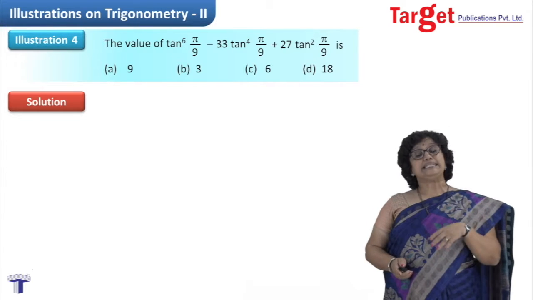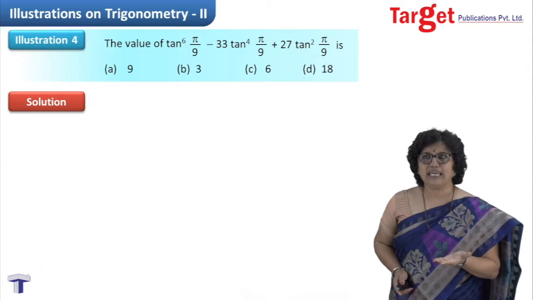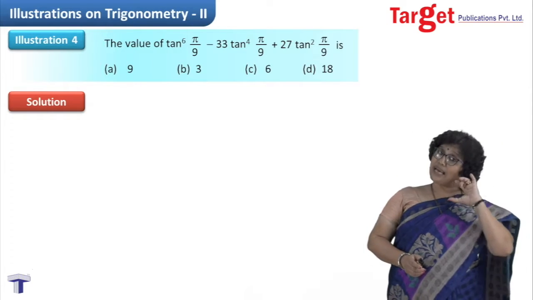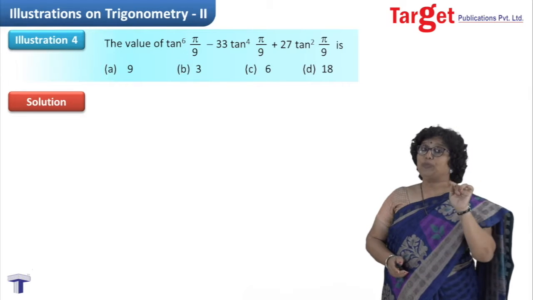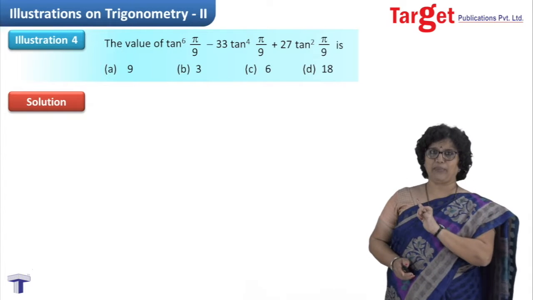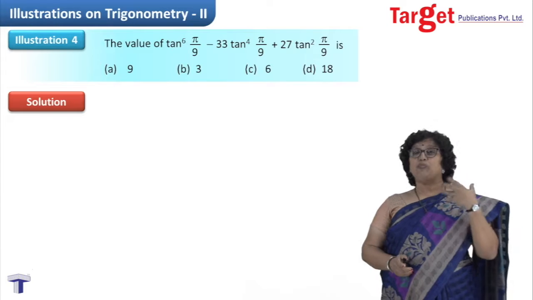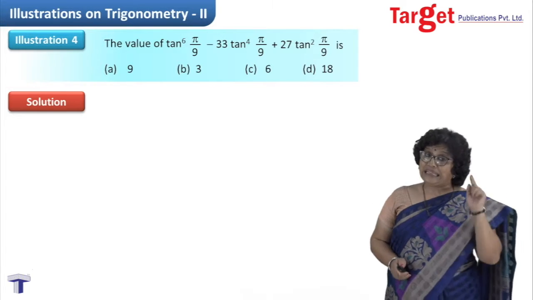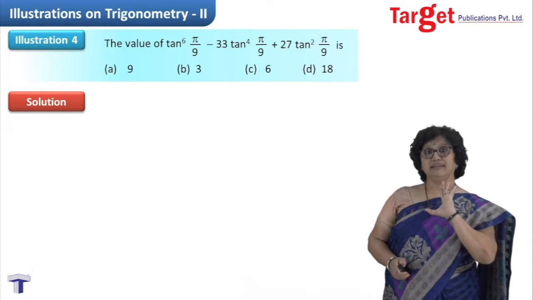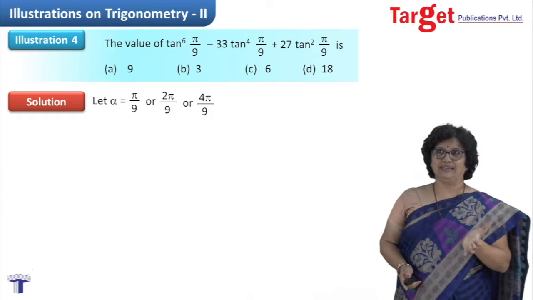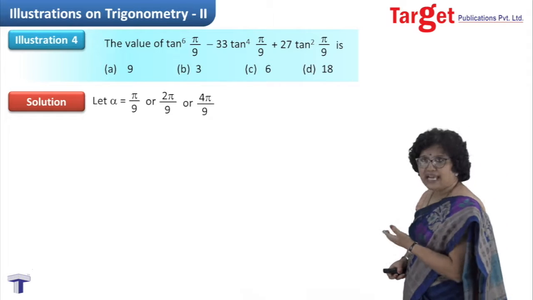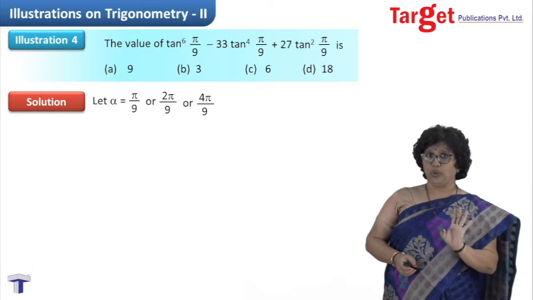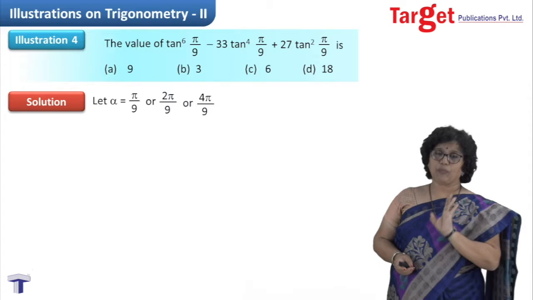Now here, when I see tan 6th pi by 9, tan 4th pi by 9 and tan square pi by 9, I try to treat this as a cubic polynomial in tan square pi by 9, right? Now pi by 9 otherwise is not so friendly an angle, but 3 times pi by 9 could be a friendly angle. So I proceed like this. I take alpha as pi by 9 and then two values I have written on my own, 2 pi by 9 and 4 pi by 9.